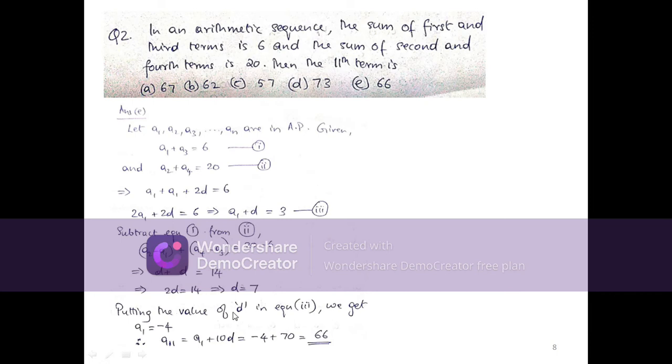So putting the value of d in equation 3, A11 equal to A1 plus 10d equal to minus 4 plus 10 into 7, that is 70, equal to 66. Okay. So I hope you have understood how you got this. The answer is 66.